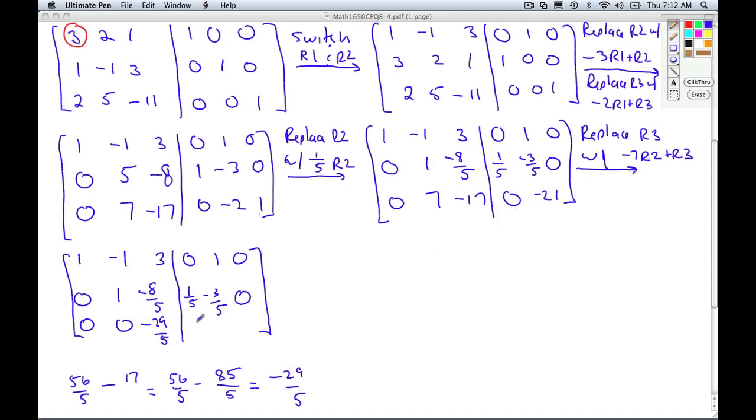-7/5 plus 0, that's -7/5. -7 times -3/5 is 21/5. And I got to add that to -2. This looks a lot like -21, but it's really -2 and then 1. So let me fix that. So that's 21/5 minus 10/5, so that's 11/5. And -7 times 0 plus 1 is 1.